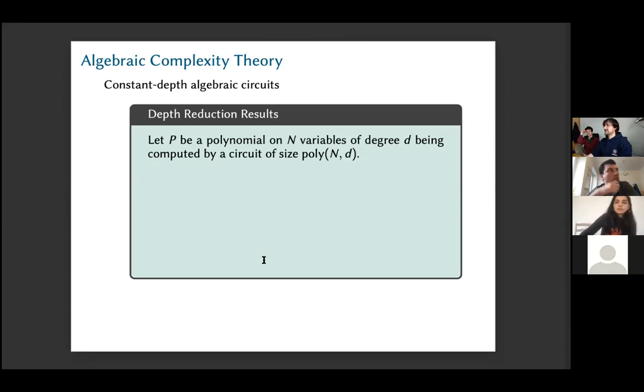And now a little bit about constant depth circuits. So this talk is going to be about constant depth circuits, and I want to tell you a little bit about them. That was also there in my notes, but I think I'll do it over here.